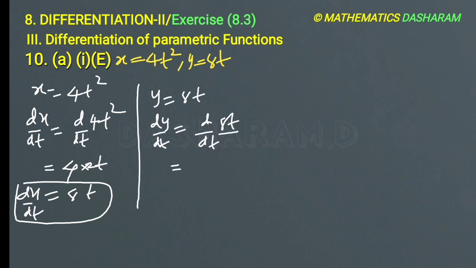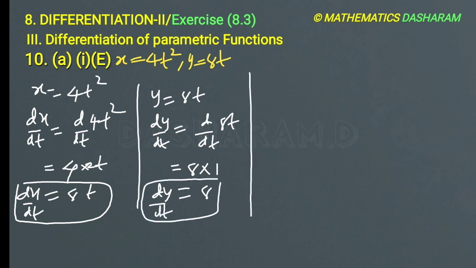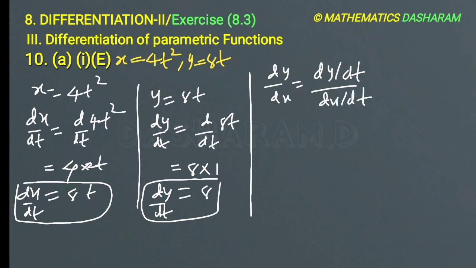So derivative of 8t is 8 into 1, so it is equal to 8. So dy by dt equals 8. Now the required answer is dy by dx, that is dy by dt divided by dx by dt. dy by dt is 8, dx by dt is 8t. 8 cancels, 1 by t is our required answer.